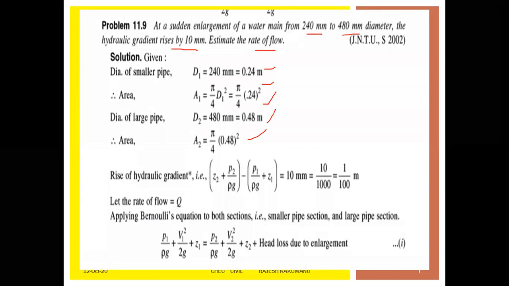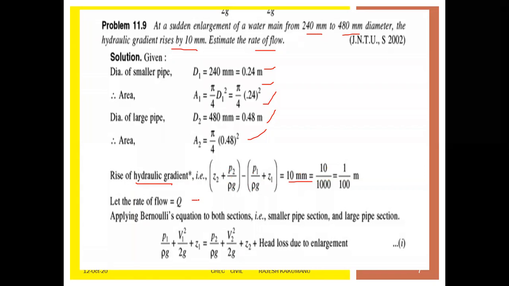Then what is the thing you have to find? Q కనుక్కోవాలి. Therefore the rise in the hydraulic gradient ఎంత? The hydraulic gradient rise is 10 mm. What is the hydraulic gradient? Z2 plus P2 by rho g minus P1 by rho g plus Z1, that is equal to 10 mm. Therefore 10 mm ని మీరు meters గా convert చేసుకోండి. Now the rate of flow you have to find.